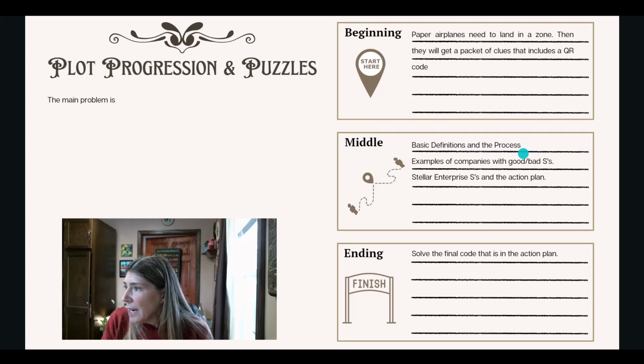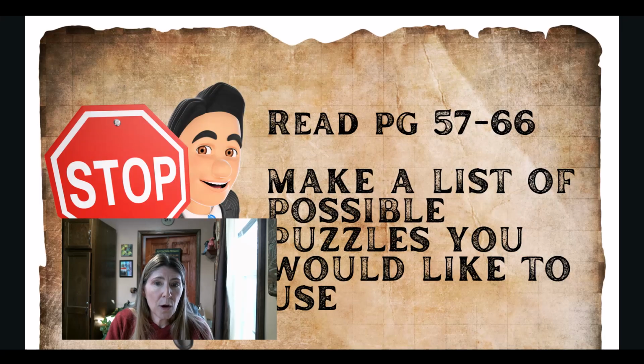Then the middle of the game, they need to review the basic definitions in the process. I need examples of the 7 S's from different companies, and then they need to analyze the Stellar Enterprises S's and then create an action plan. Still not sure how this is going to work. All I know right now is that that's what needs to happen in the middle, and then in the end, they're going to solve some kind of final code that's going to be hidden in the action plan. So somehow they're going to have to like review the action plan and figure out a code. That's what I've got so far for that.